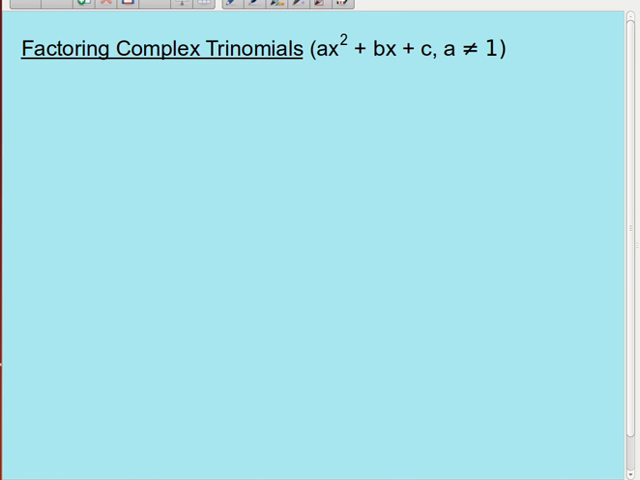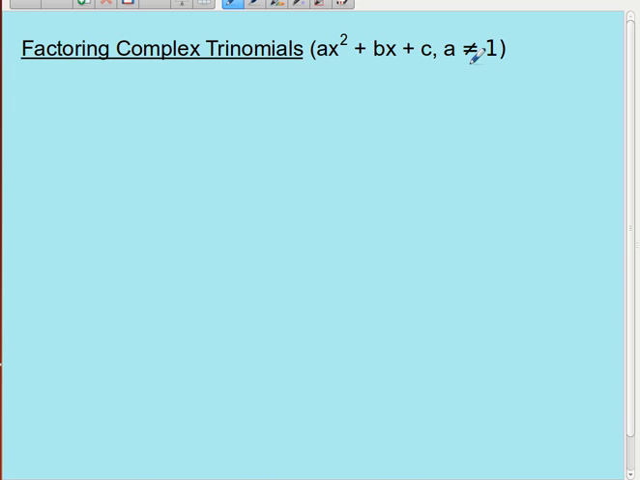For this lesson, we're going to be looking at factoring again. In a previous lesson, we looked at factoring what are known as simple trinomials. In this lesson, we're going to be taking a look at factoring complex trinomials. Now, the first thing I want to point out here, a complex trinomial, the leading coefficient of the quadratic term is not equal to 1.